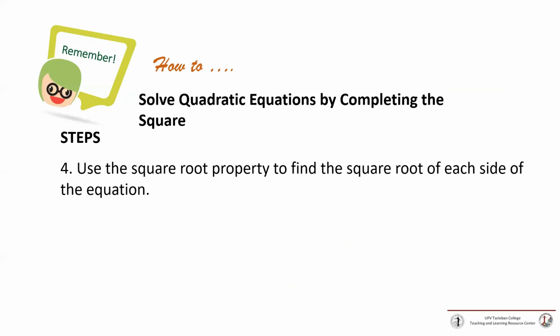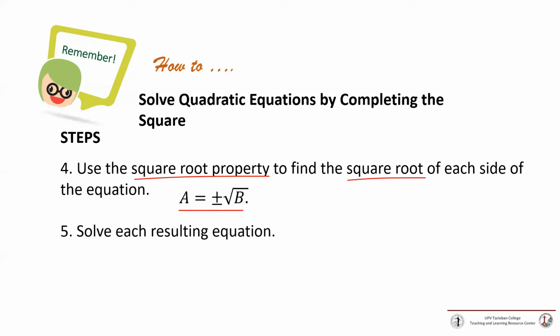Number 4, use the square root property to find the square root of each side of the equation. That is, if a squared is equal to b, then a is equal to plus or minus the square root of b. And then you solve each resulting equation.